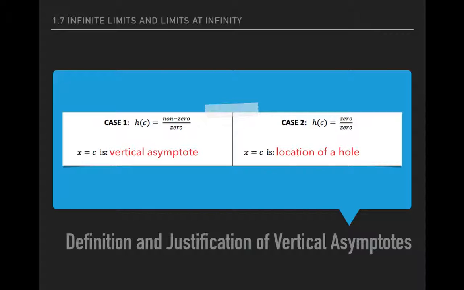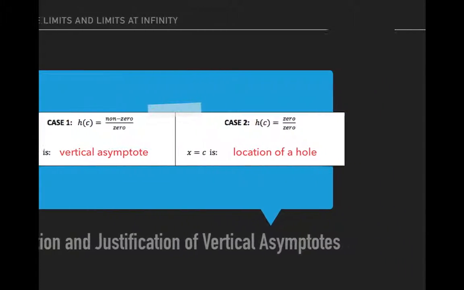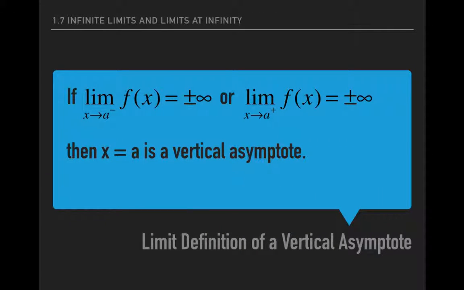Now, that was maybe a little bit strange jargon, but let's put it into some of our more familiar calculus language. If the limit from the left goes to positive or negative infinity, or the limit from the right is going to positive or negative infinity, then that value that you're approaching, that a value, is a vertical asymptote.